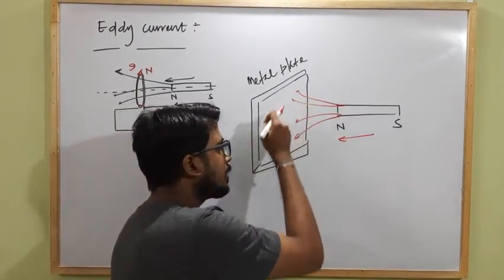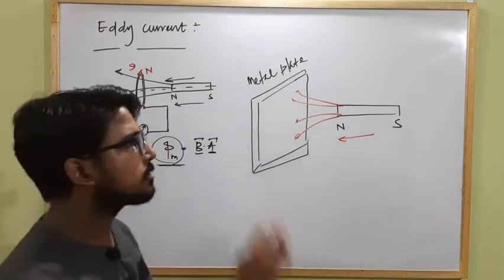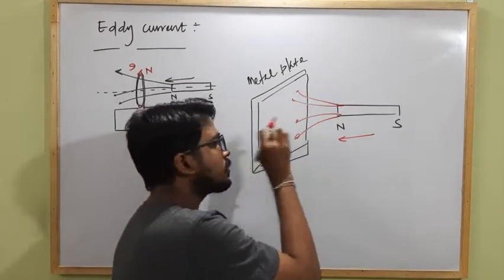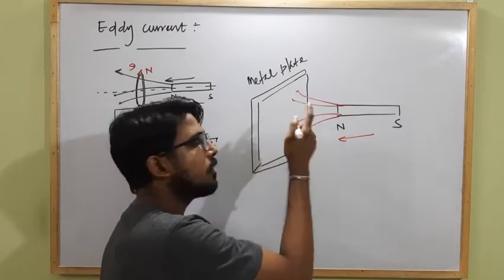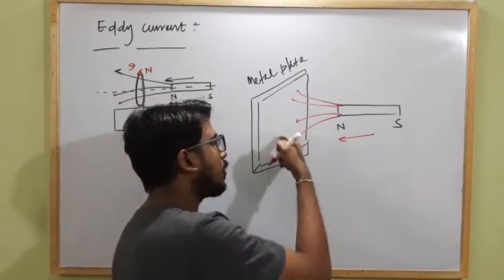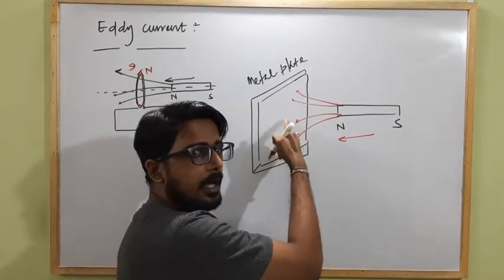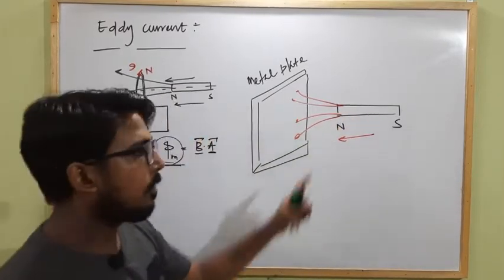So the free electrons of this metallic plate start to drift in such a way that they constitute a current. We know when current flows through a metal, it produces a magnetic field, and that magnetic field tries to oppose the change in magnetic flux linked with it.